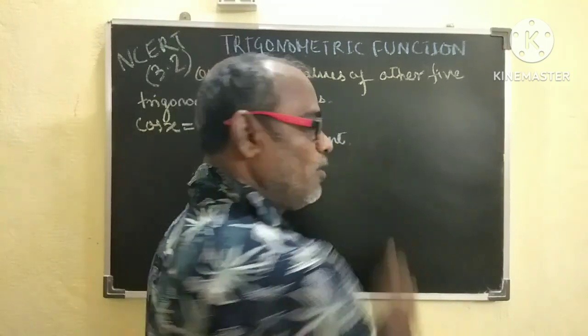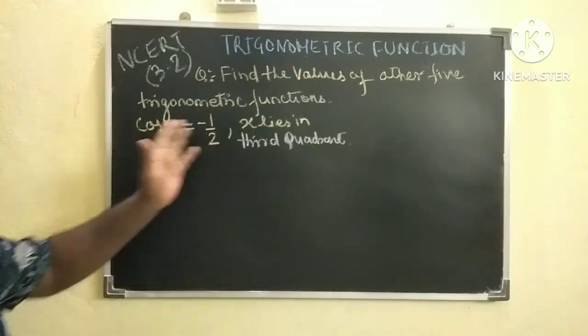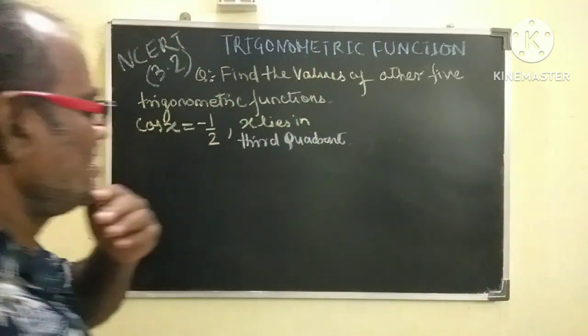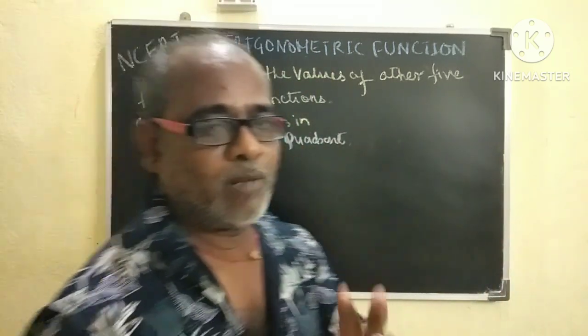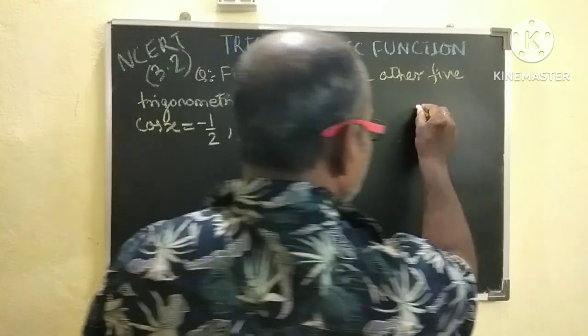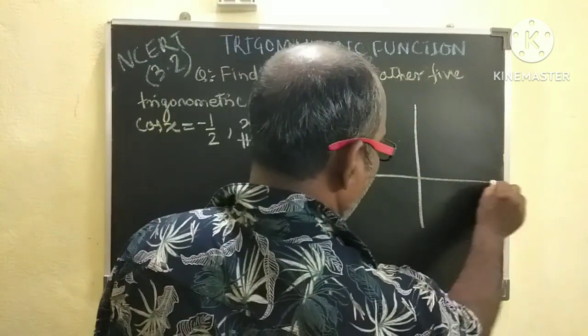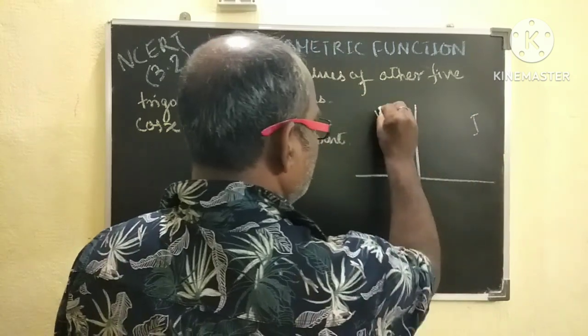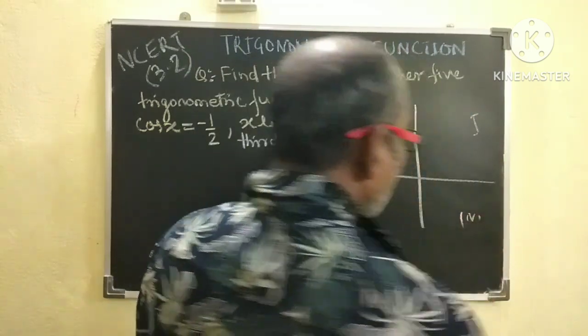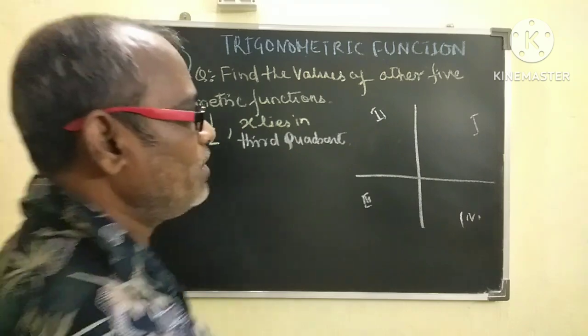My dear, before solving these questions, from question number 1 to question number 5 of this syllabus, we have to know two main things. Number one, you must know the concept of quadrants. So we have 4 quadrants. This is the first quadrant, this is the second quadrant, this is the third quadrant, and this is the fourth quadrant.